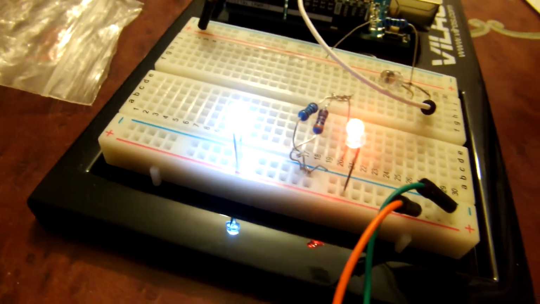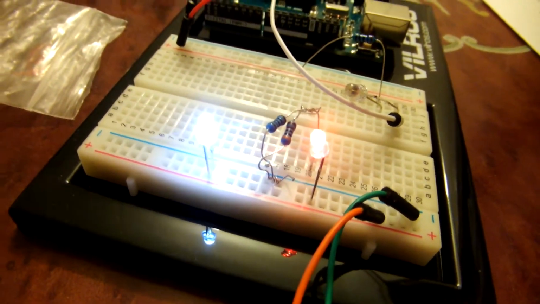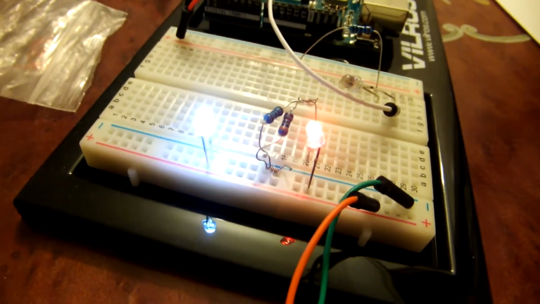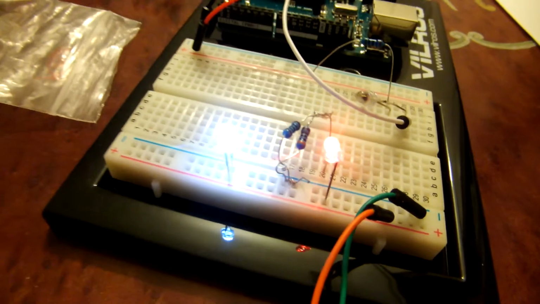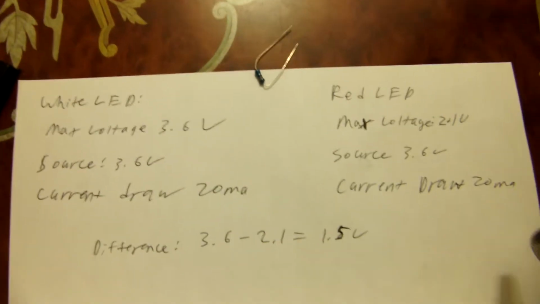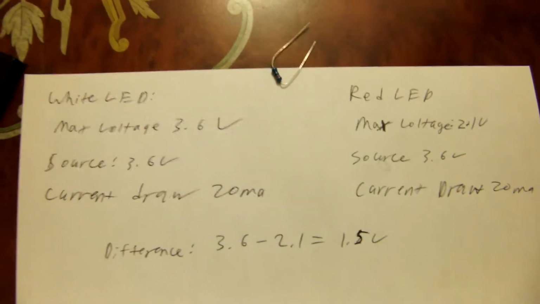The reason why is because the resistance to the red LED is still lower than the resistance to the white LED. Therefore, we're going to make the resistance to both of these LEDs equal. And to do that, we're going to use Ohm's law. So here's the fact sheet I have of both LEDs. The white LED has a maximum voltage of 3.6 volts. The power source is 3.6 volts.